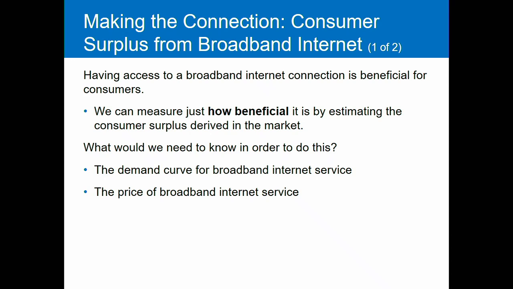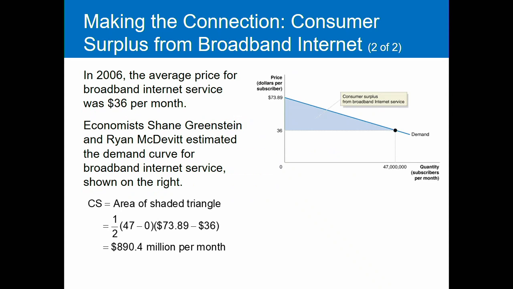We would also need, in this case, the price of broadband internet service. And we need to know the quantity that's actually bought and sold in the market. So a couple of economists 2 years ago tried to estimate what the consumer surplus was for broadband internet access. Back in 2006, the average price of internet was $36 per month. And there were 47 million subscribers in the US that purchased broadband internet access.